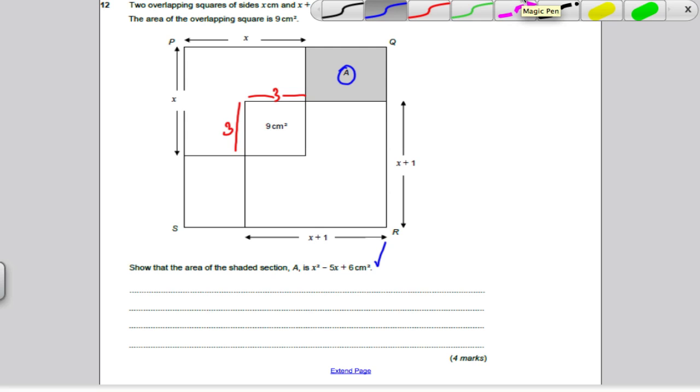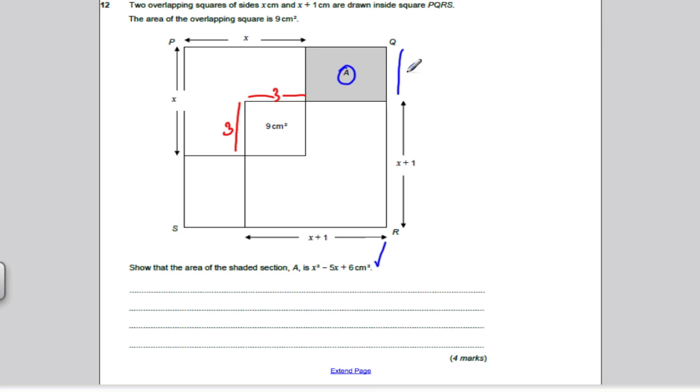Okay, and now let's try and work out the shaded area. Now, we know that if this whole height is x and this is 3, this extra height here must be x minus 3. It absolutely has to be. Okay, now we also know that if this width is x plus 1 and that little bit is 3, well, this width must be x plus 1 subtract 3, which is x minus 2. Okay, so the area of A is x minus 2 times x minus 3.